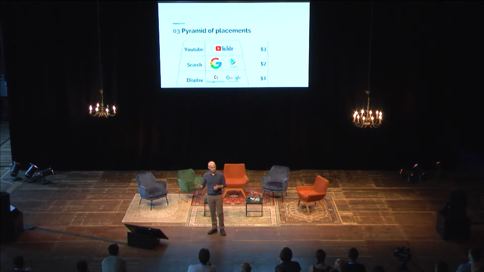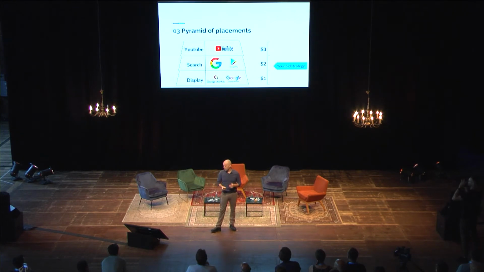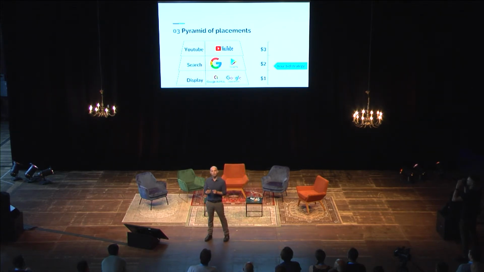And this is just an example, but most of the time YouTube is going to appear on the top of the pyramid. And then we set the bid strategy to match what we want to get and what we don't want to get. This allows us to exclude the underperforming placements that we have on our campaign.